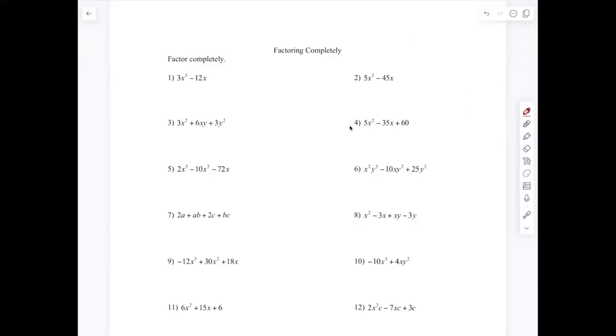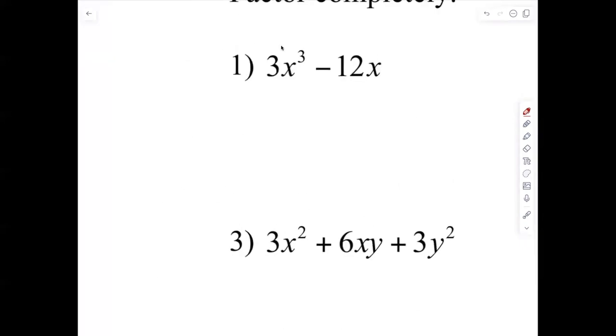So the first thing we're going to do is go ahead and do the GCF first. If I'm looking at number one, the first thing is factor out the GCF. What is common? 3x. That's not bad. So we'll start with factoring out the 3x.